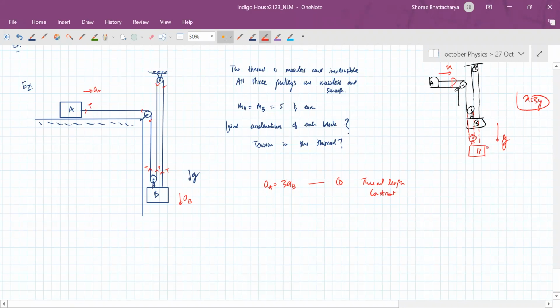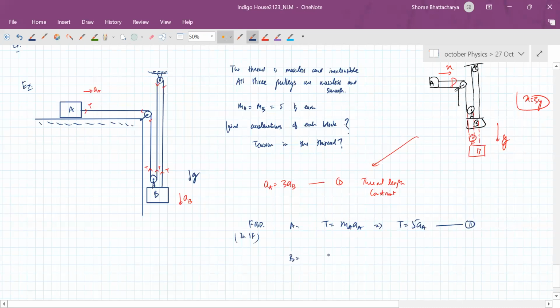It has to release 3Y amount of thread, so X is equal to 3Y. So from that we get this constraint relation. Now from the FBD of E in the inertial ground frame, you can see T is equal to 5 times acceleration of E.